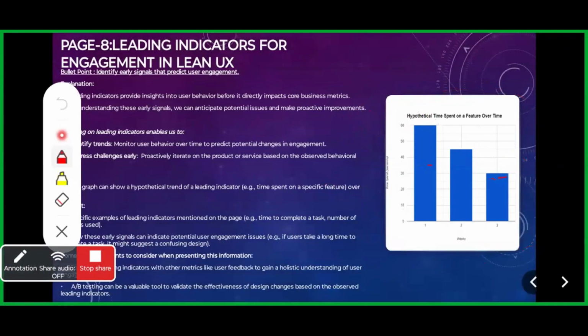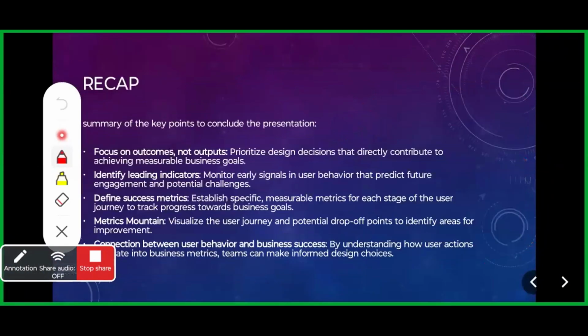And next would be the recap. Finally, what we have discussed is, initially, focusing on the outcomes and not only the outputs, because not every input will lead to a necessary outcome. Every input has an output, but not a necessary outcome. Secondly, identifying the leading indicator. Leading indicators can be identified with the help of the metrics mountain or the pirate metric system, whichever deems fit for that particular aspect of our product or that moment of time.